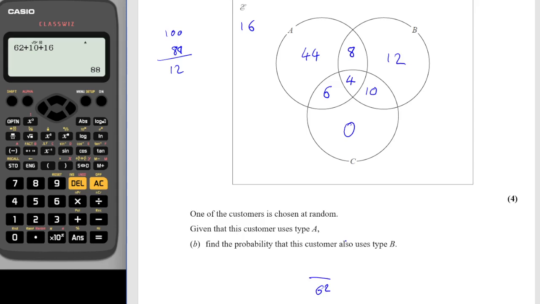So we've got 12, 8 plus 4, so we've got 12 that use type B. And then we can cancel this one down. We can use our fraction to cancel. It doesn't say in the simplest form, but that's going to be 6 out of 31.